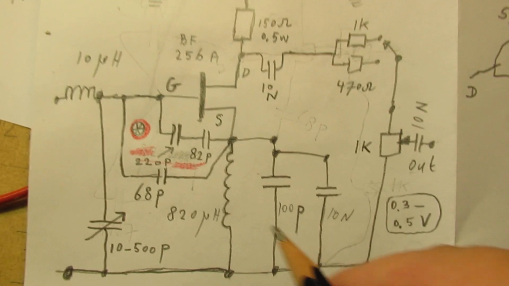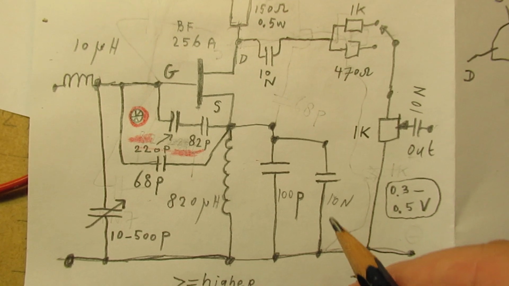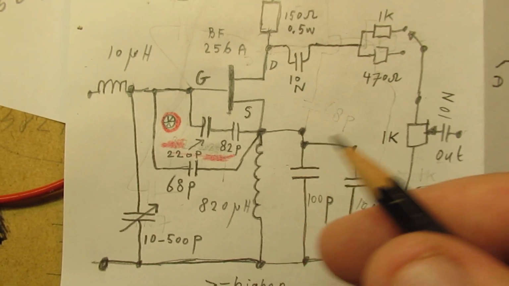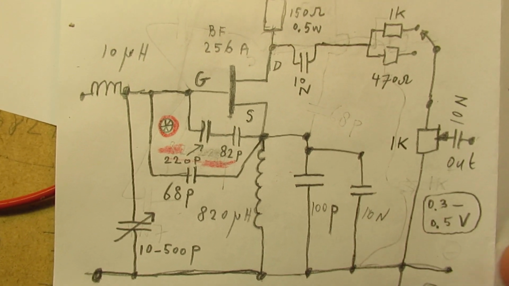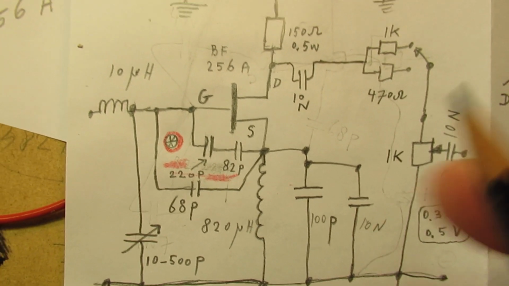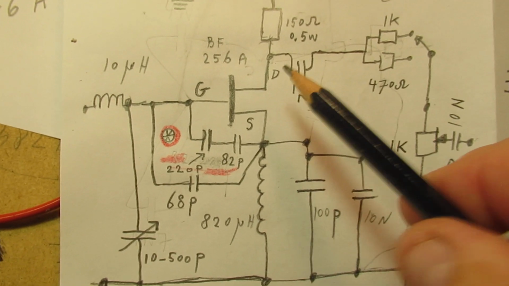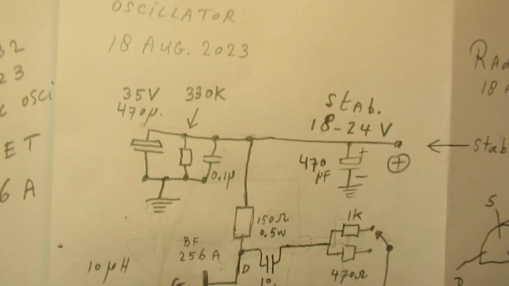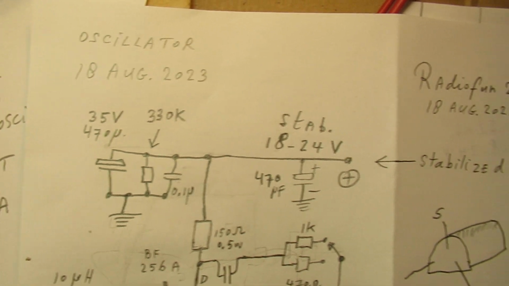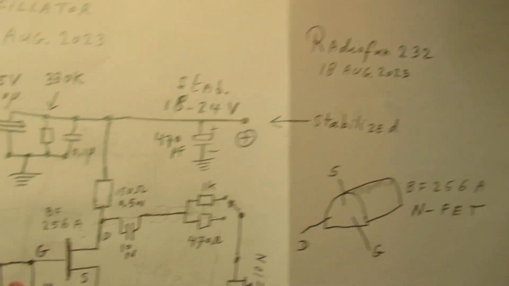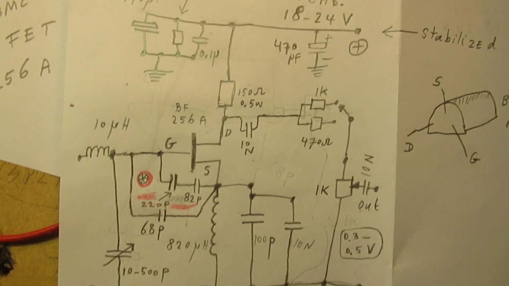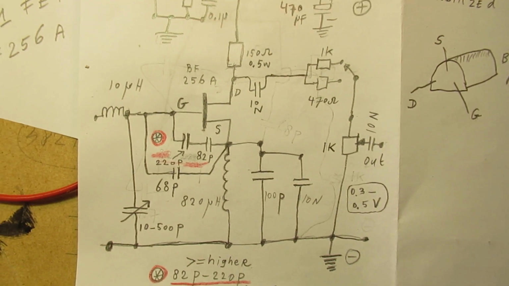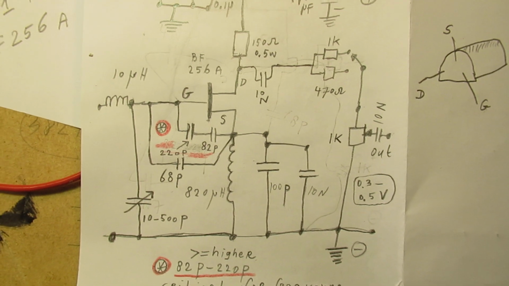When that capacitor is small, so you leave it here and you only have here 100 picofarad, the oscillator can go to much higher frequencies, but you cannot take the signal out of the drain any longer. I don't know why. It's simply so that the circuit changes its properties when that capacitor is too small.